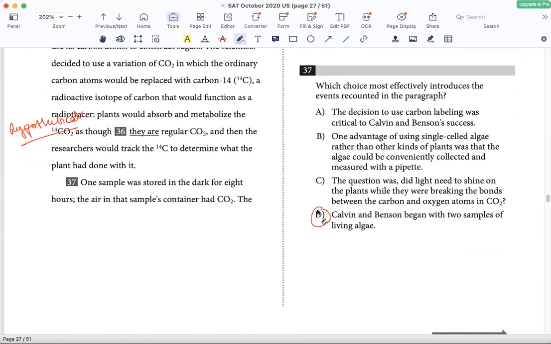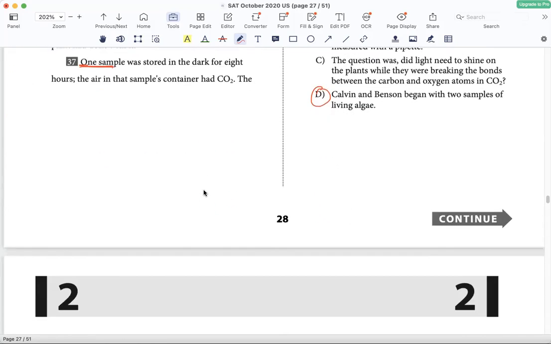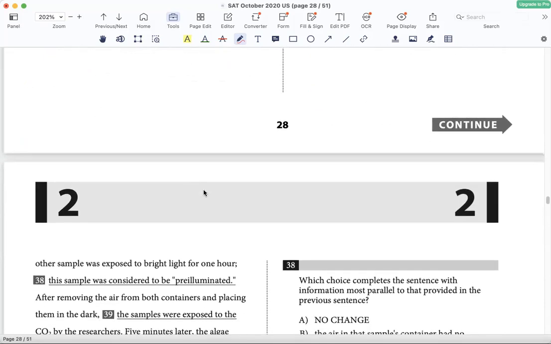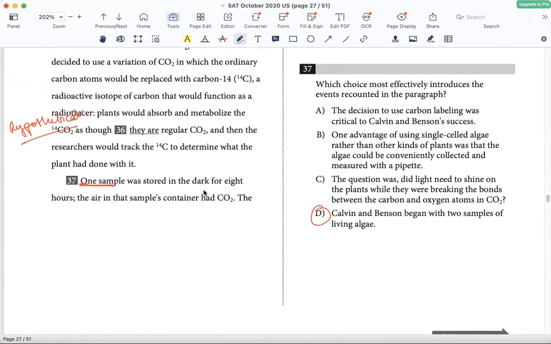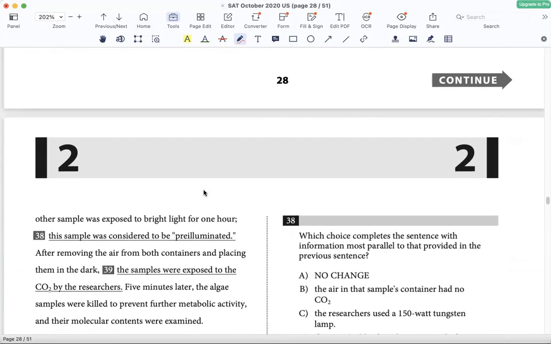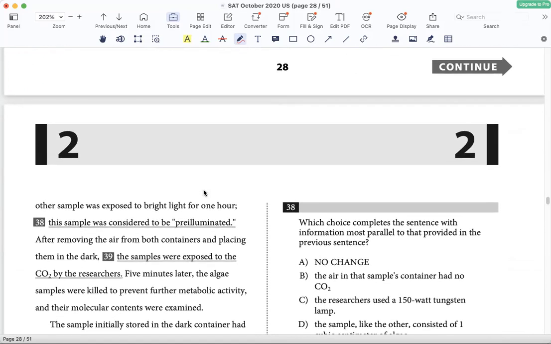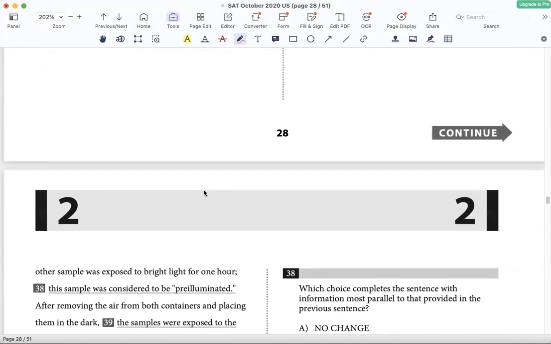So clearly D is the right answer because I'm describing those samples. One sample was stored in the dark and the other sample was exposed to bright light. So I need to introduce the samples. So D. This sample was considered to be pre-illuminated. Which choice completes the sentence with information most parallel to that provided in the previous one?